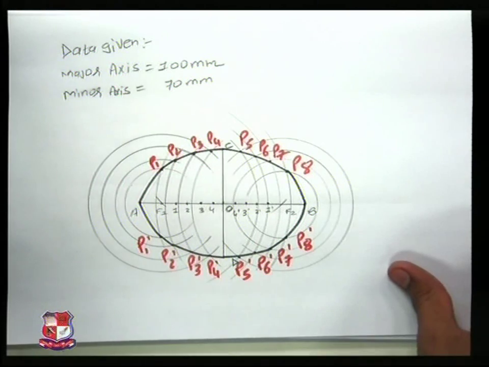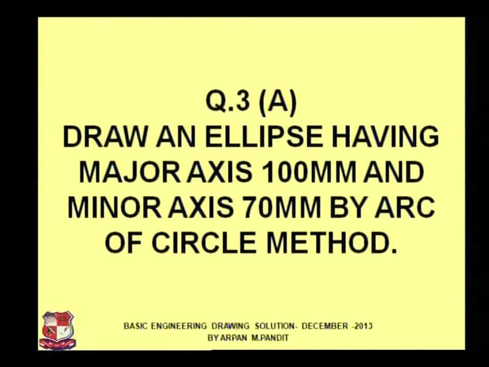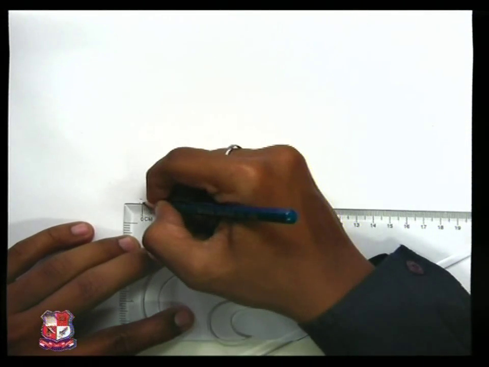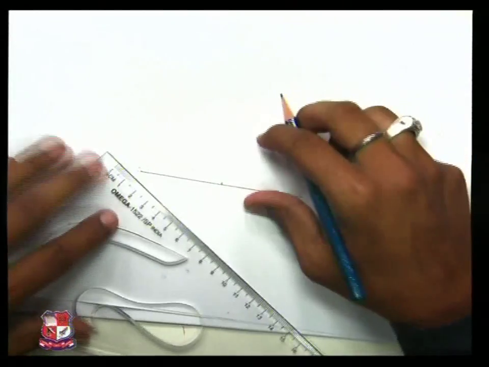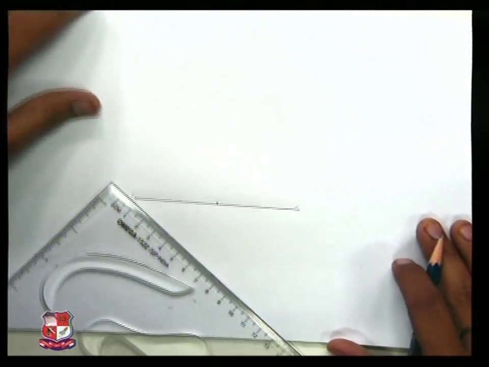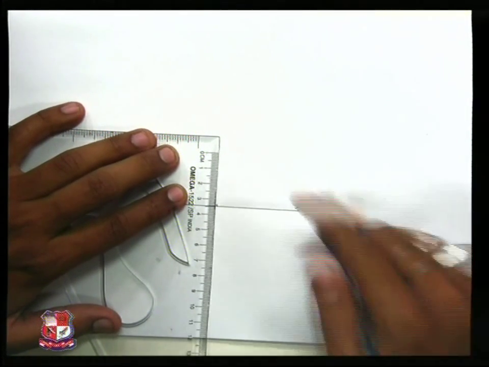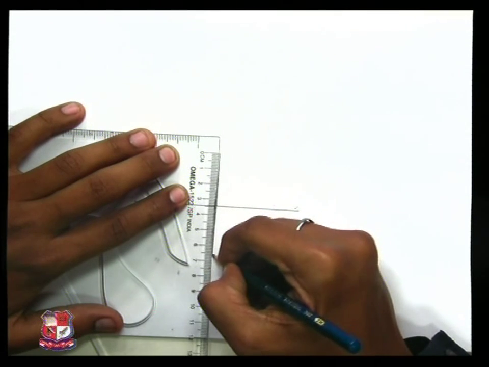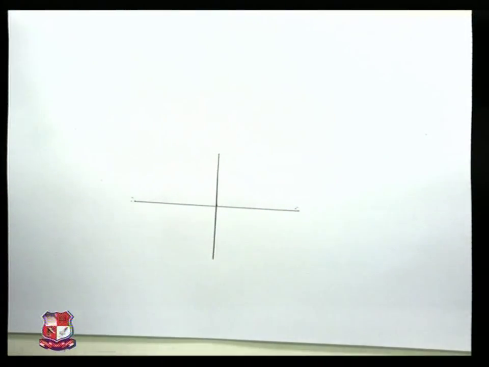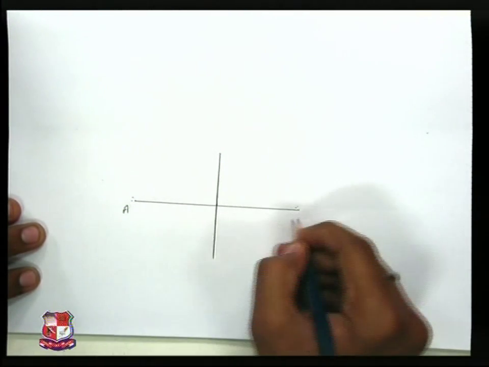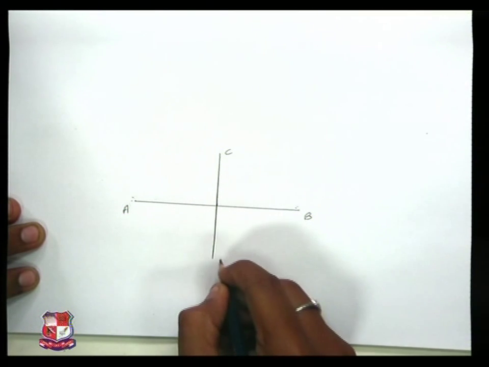Let's repeat the procedure by a quick recap. First of all, it is given that the major axis is 100 mm. We have drawn a line of 100 mm. Center is 50 mm. Perpendicular to it, the minor axis is given as 70 mm. The center would be 35 mm. We have got the major axis and minor axis. Major axis is AB, minor axis is CD.